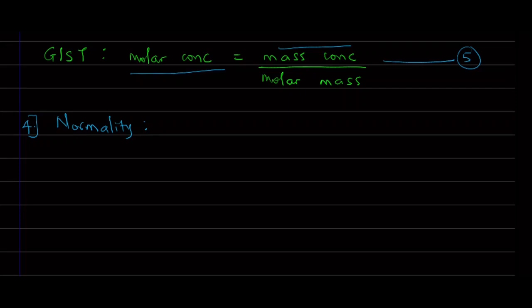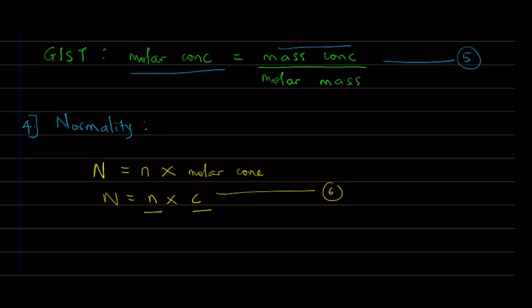Mathematically speaking, normality is the number of replaceable hydrogen ions from an acid or replaceable hydroxyl ions from a base multiplied by the molar concentration, which I can simply write as N equals small letter n multiplied by C, the molar concentration. That means if you are asked to solve for the normality of a solution, you only need to know the concentration of the solution and the number of replaceable hydrogen ions.